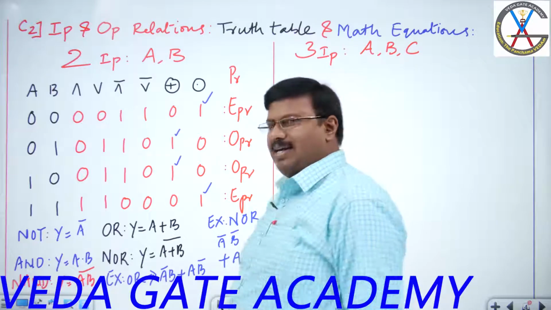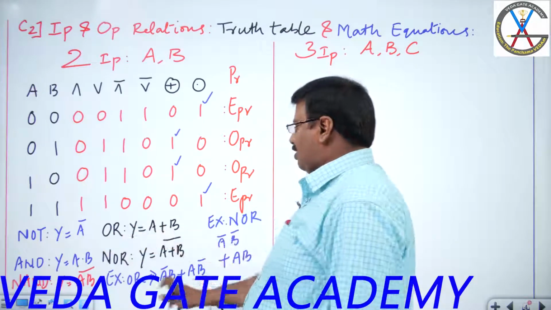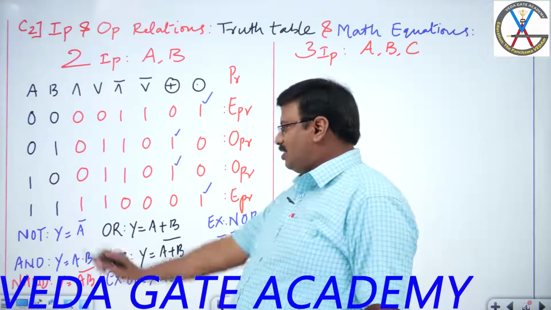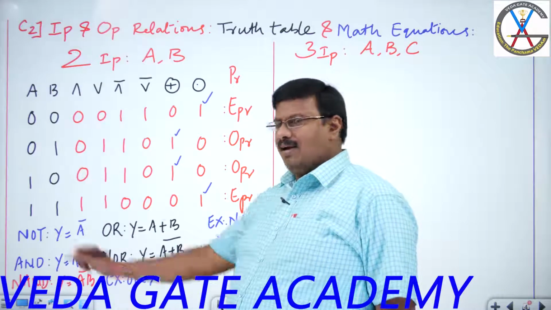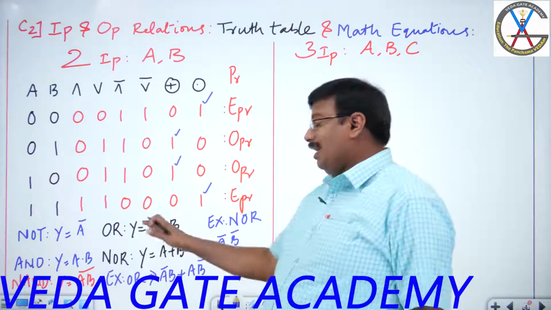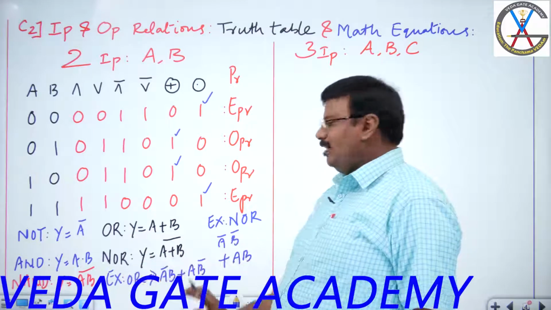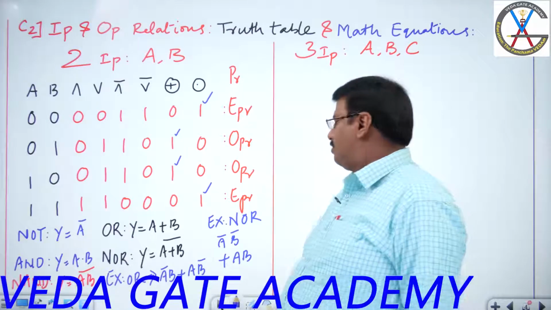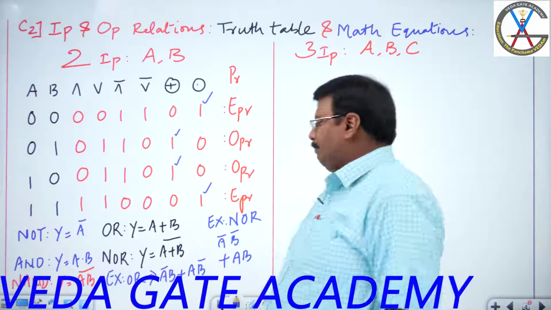So logic gates, binary relations. Logic gates, math relations between input and output. What are the function equations? AND: Y equal to A into B. NAND: AB bar, or A bar plus B bar. NOR: A plus B whole bar. XOR: A bar B plus A B bar, opposite inputs. XNOR: A bar B bar plus AB, equal inputs.